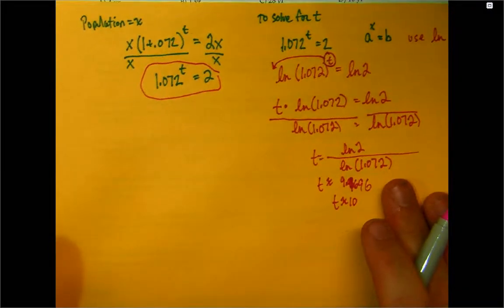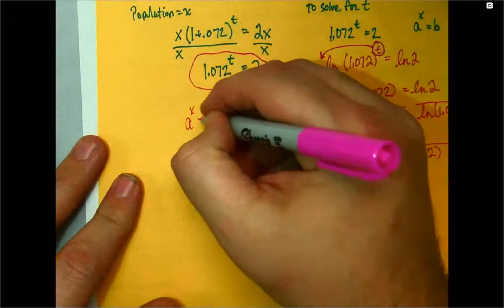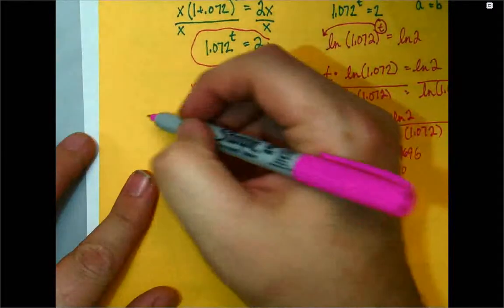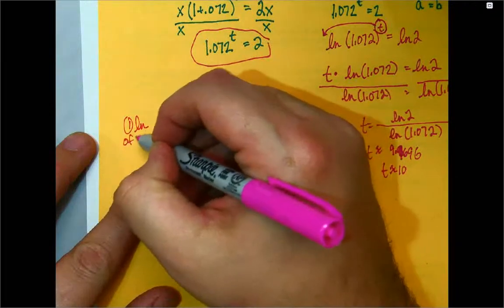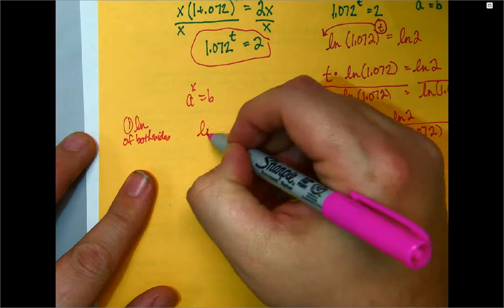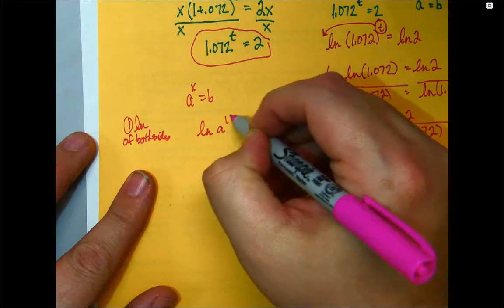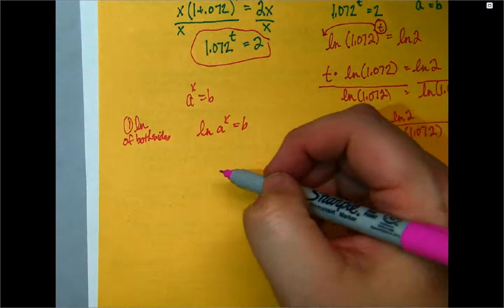If you have a to the x equals b and you want to solve for x, first thing you do, take the natural log of both sides. So you're going to take the natural log of a to the x is equal to b. And right now, you don't need to know what the natural log is. We will talk about what the natural log is eventually. But right now, you don't need to know it.